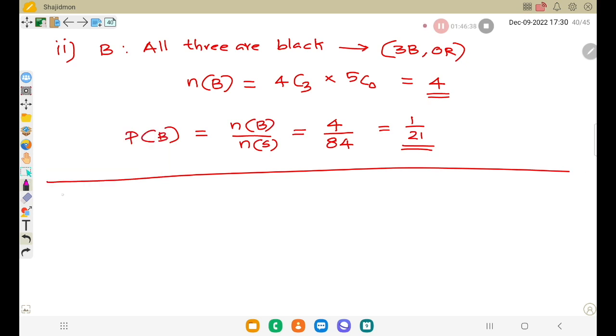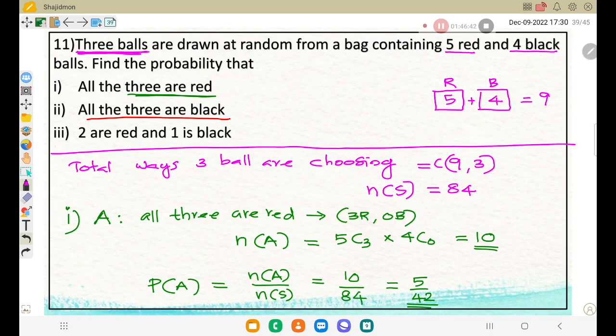Now the third part of the question. What is the third part? 2 are red and 1 is black. 3 balls we have selected: 2 red balls and 1 black ball. What is the probability? Okay, 2 red and 1 black.